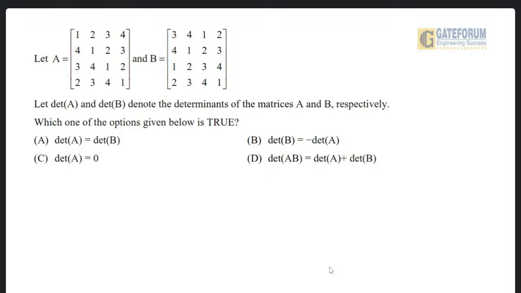Which implies determinant of B is equal to minus determinant of A. Because determinant A equal to minus determinant B is not in the options, that's why I have done it like this, just multiplying both sides by a minus sign. So the final answer: determinant B is equal to minus determinant A. Accordingly, the option is B. This is the end of the question.